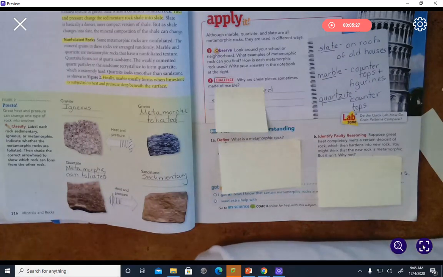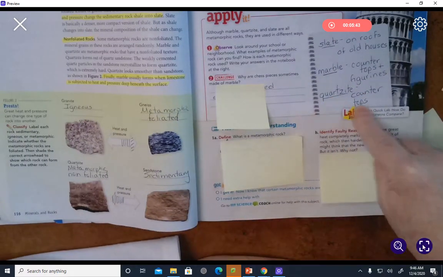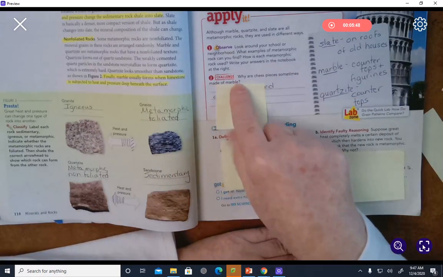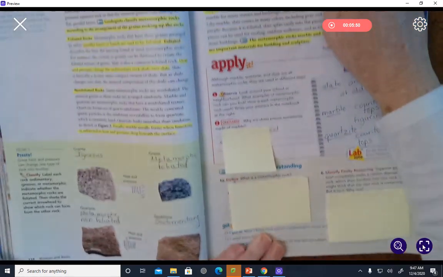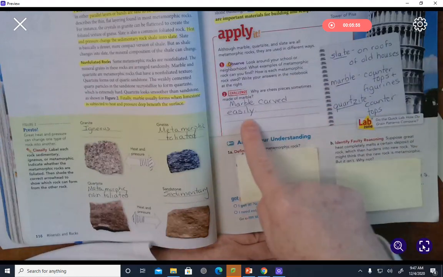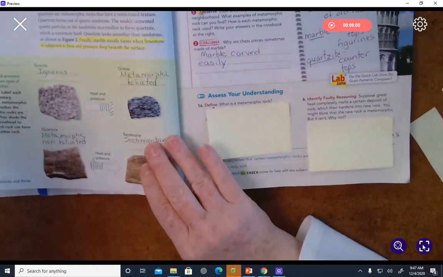quartzite I looked up online, and it was used as countertops. I think they call them quartz countertops, believe it or not. Why are chess pieces sometimes made of marble? And if we went up here, what we highlighted was that the marble can be carved easily into the shapes that you need for chess pieces.